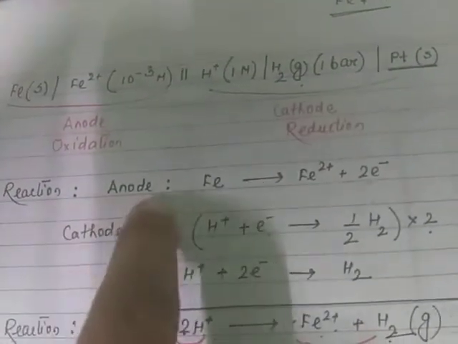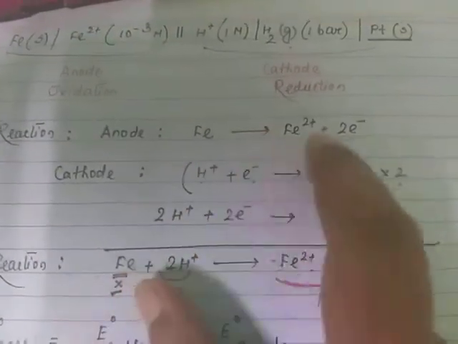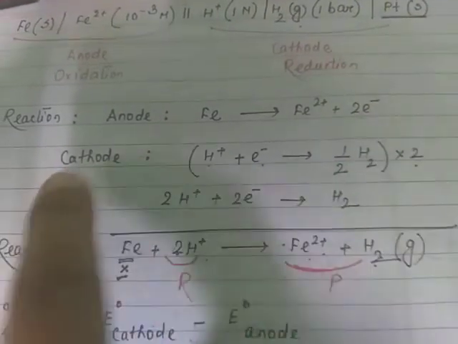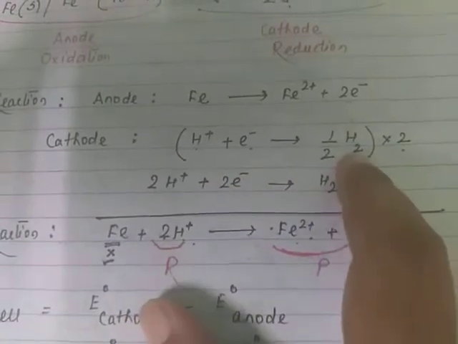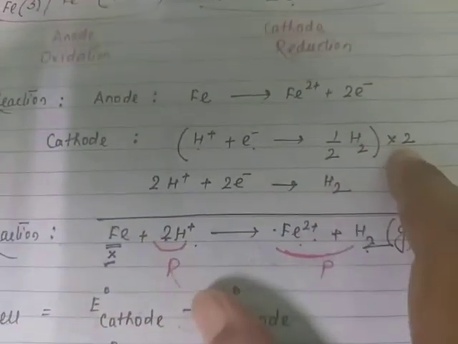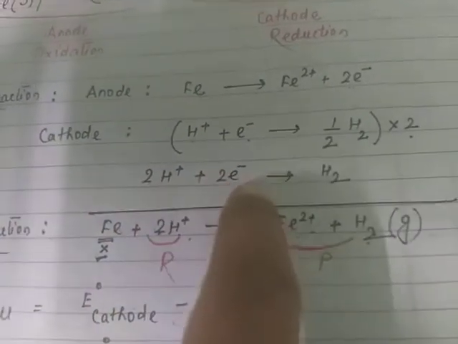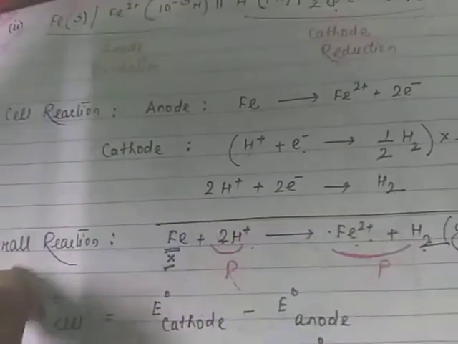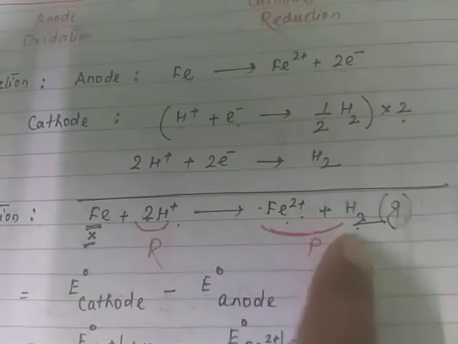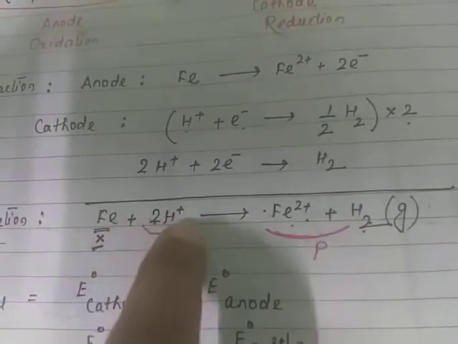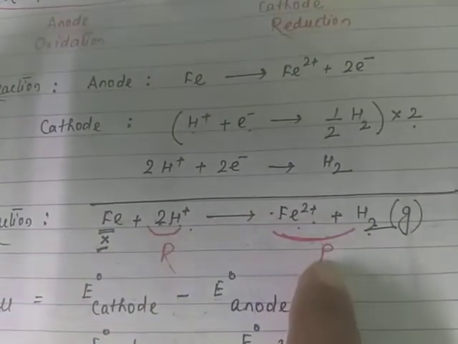Thereby the cell reaction is first written as Fe changes to Fe2+ plus 2 electrons. At the cathode, H+ accepts the electron and changes to half H2. In order to balance the equation, we need to multiply it by 2. So the overall cathodic reaction is 2H+ plus 2 electrons changes to H2. Or the overall reaction is Fe plus 2H+ changes to Fe2+ plus hydrogen. Here H+ is the reactant, but both the hydrogen as well as Fe2+ are the products.